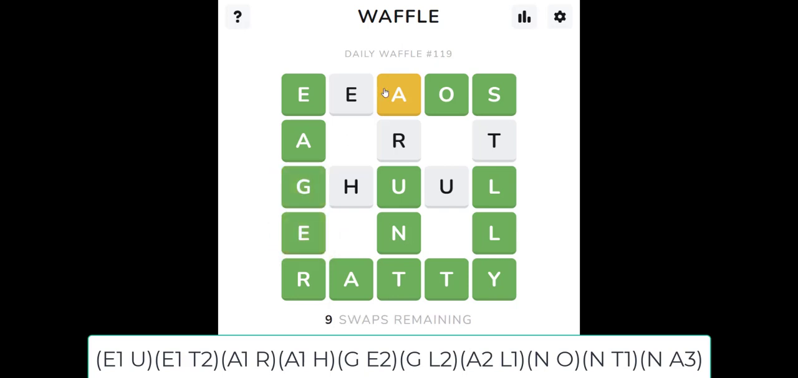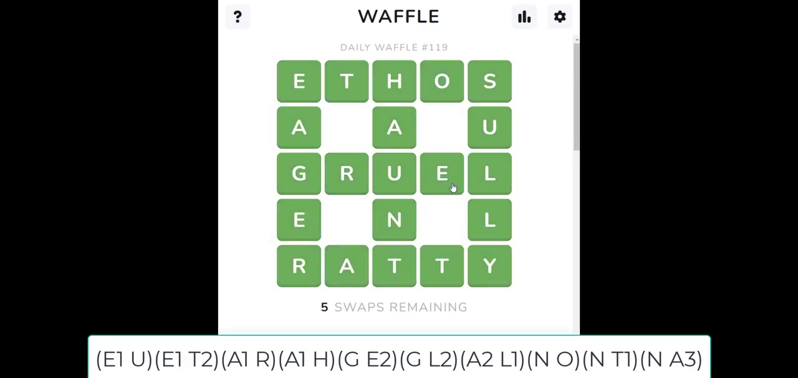Then we do A1 and H. So there's my A1 and my H. Then A1 and R. And E1 and T2. And then finally we do the E1 and the U. And hey, we got it. Perfect again.